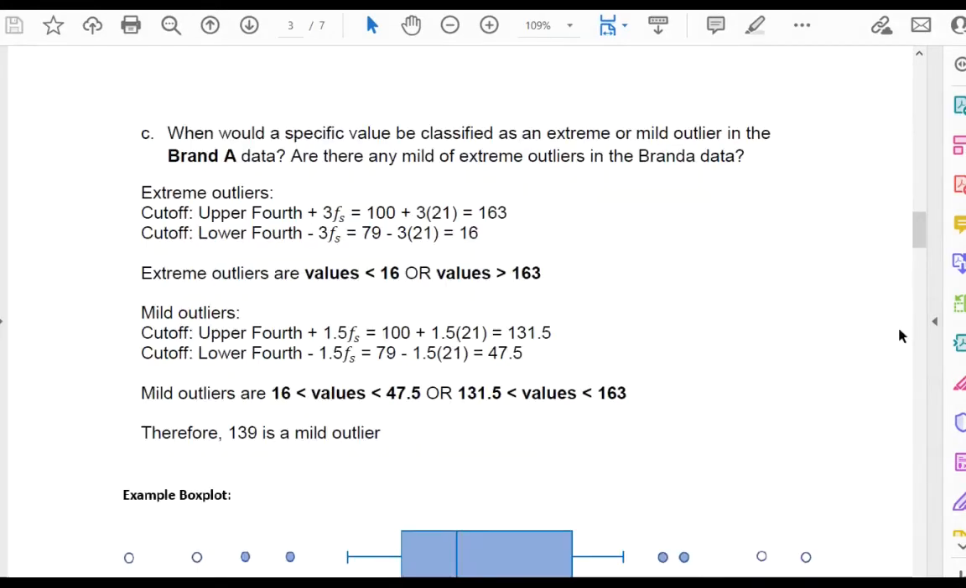Now, in part C, I wanted you to be able to identify mild outliers and extreme outliers. So mild ones are the ones that are not very far from the rest of the data, and then extreme ones are significantly further from the rest of the data. So the formula that you're going to use to calculate your cutoff values is you're going to take whatever value you have for your upper fourth and lower fourth, and then you're going to either subtract or add 3 times your fourth spread.